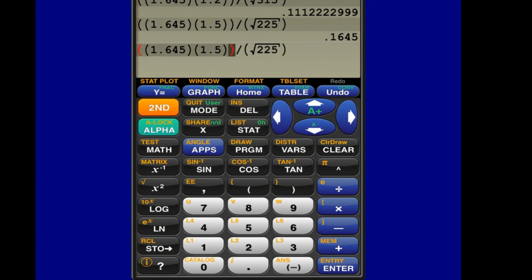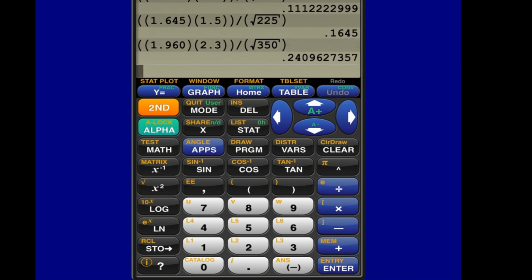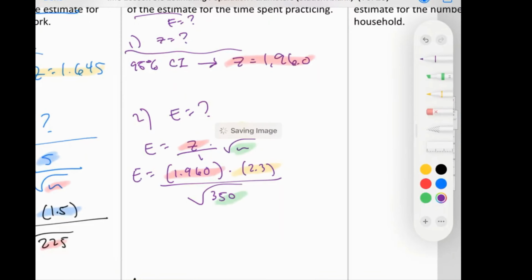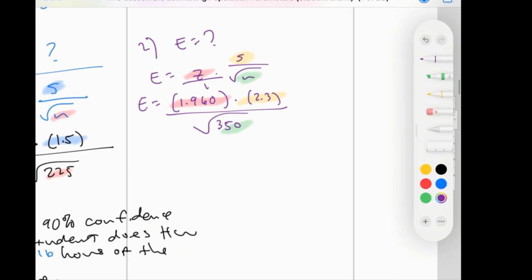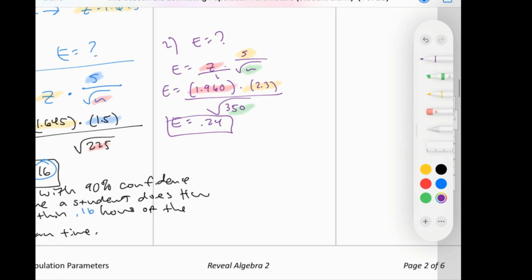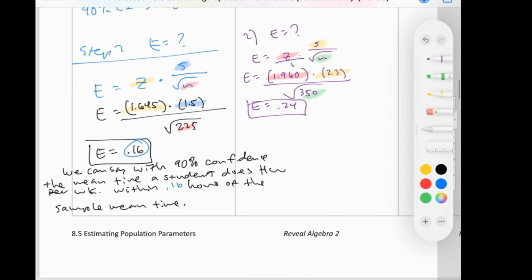So again, the shortcut, second enter, you can just repeat what you had. And I have to change the z-score, you can just type over it. And then our standard deviation was 2.3, and how many people do we have? 350. Press right, and I get 0.24. E equals 0.24.